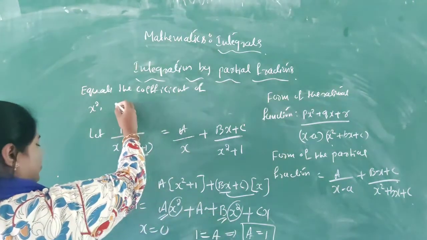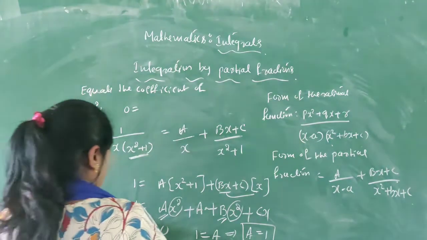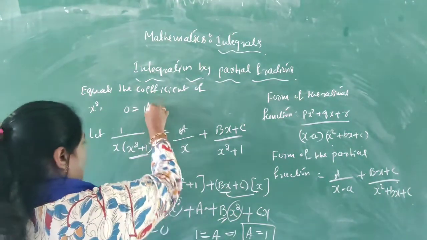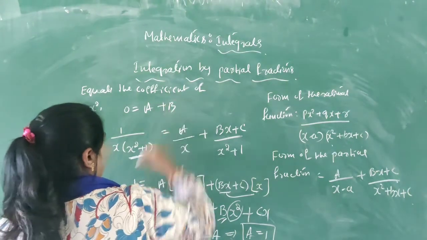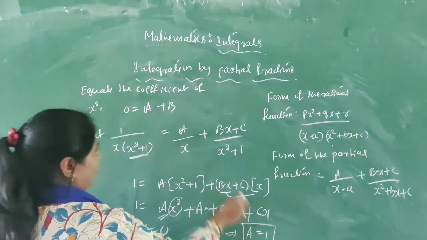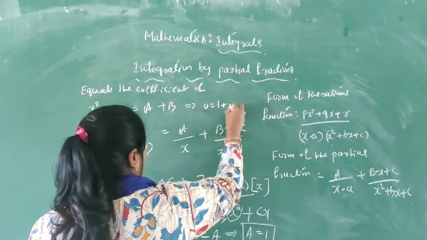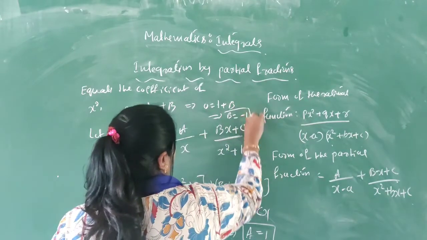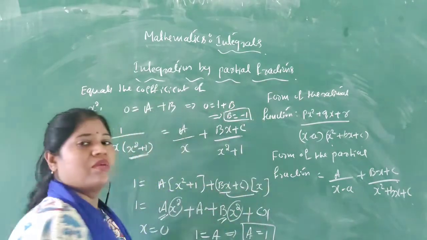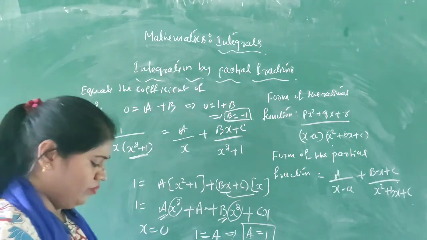So equate the coefficient of x square. There is no x square now, so put 0. So A, and what is the coefficient of x square here? B. So what is A value? We have got A is equals to 1. So 0 is equals to 1 plus B implies B is equals to minus 1. We have got B is equals to minus 1. Okay.